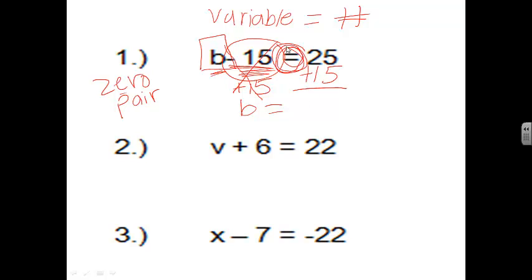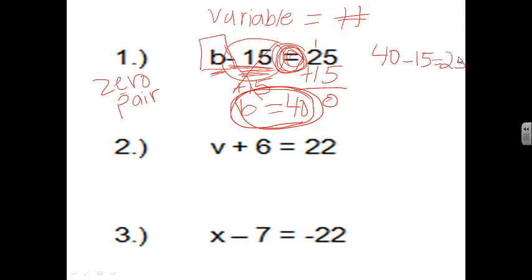This is the same thing. This equal sign is like your middle ground. Whatever you do to one side, you got to do to the other to balance it. So then this would be what? 40. Okay, so B, I found out what B means. B really means 40. Now, if we plug it back in, 40 minus 15, does that equal 25 to check ourselves? Okay, it does. So that's what B really means, is 40.